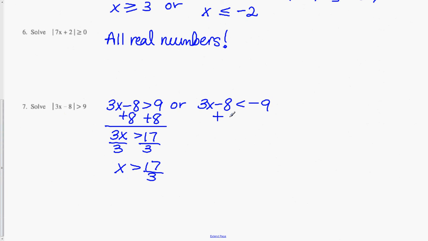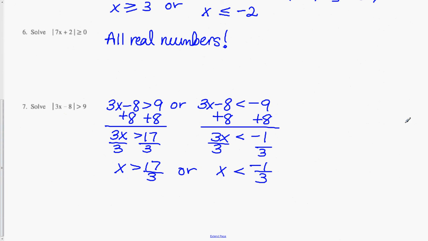On the other equation, I'm going to add 8. So 3x is less than negative 1. Divide by 3. So x is less than negative 1/3. I'm going to put my "or" in here. So keep in mind, I'm just drawing sketches of these graphs. So I'm just guesstimating and making sure I know in what area.